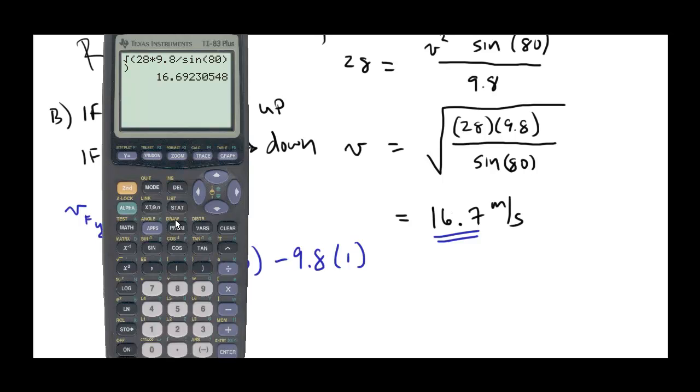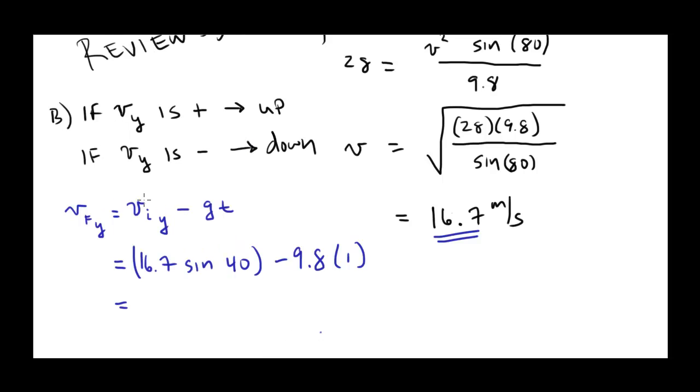So here we go. Might be obvious what this is going to be. But I'm going to take the answer that I got, 16.7, times the sine of 40. So that's the initial velocity minus 9.8 times 1, which is just 9.8. And I end up with 0.93 meters per second. So it's positive, 0.93 meters per second. So actually, it worked out pretty well. This is pretty close to the top, but since it's positive, it's still going up. So it's still rising at that point.